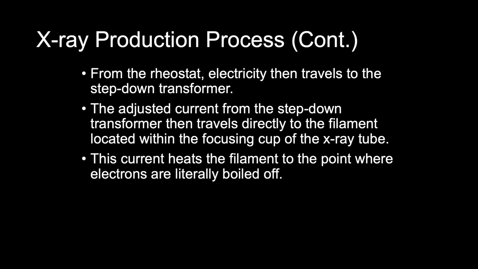From the rheostat, electricity then travels to the step-down transformer. Remember, we are more concerned with the current output in this case than with the voltage. As voltage decreases, current increases, so it is an inversely proportional relationship. The adjusted current from the step-down transformer then travels directly to the filament located within the focusing cup of the X-ray tube. This current heats the filament to the point at which electrons are literally boiling off. It's way too hot for these electrons, so they boil off and go from the cathode, which is the filament side, over to the anode.